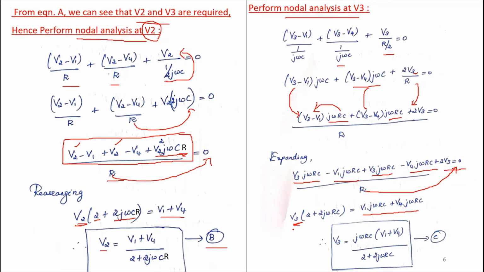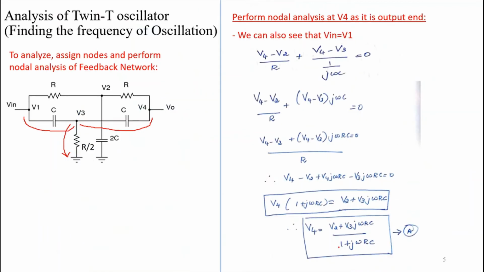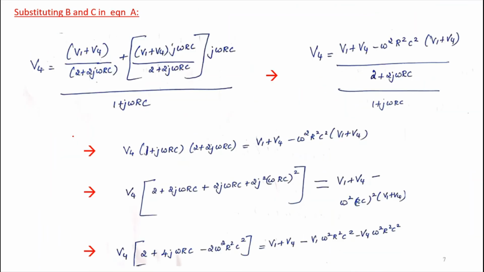In this equation, you again rearrange and write the value of V3. So the V3 value is found as j omega RC into V1 plus V4 divided by 2 plus 2j omega RC. So this is taken as equation C. Now I found the value of V2 and I found the value of V3. These two values have to be substituted in equation number A, that is here. Now substituting equation B and C in equation A, I've written this equation.